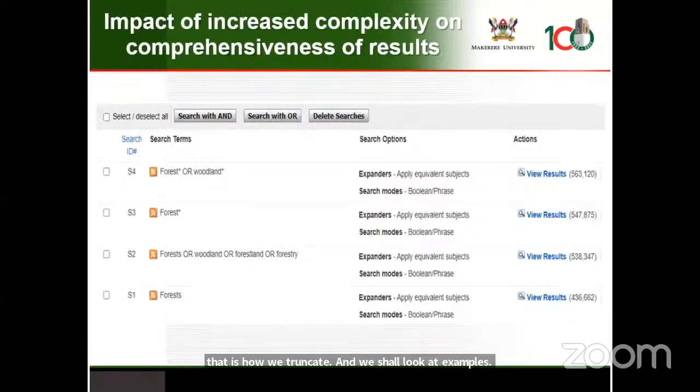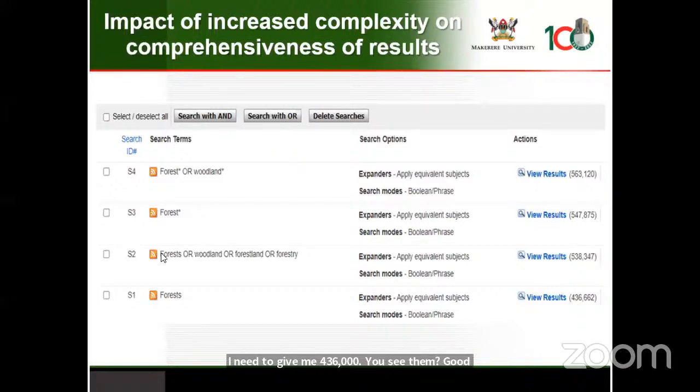So I used truncation to run that search, again in PubMed. This is not PubMed, I think this is Medline Ovid. It could also be EBSCO. Search one, which is S1, I put in the word forests, and it gave me 436,000. Do you see them?